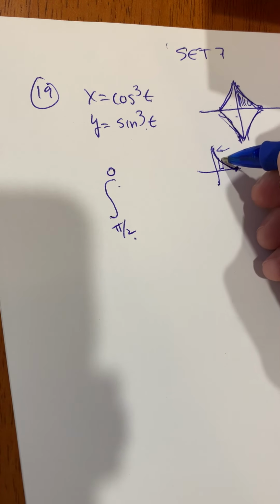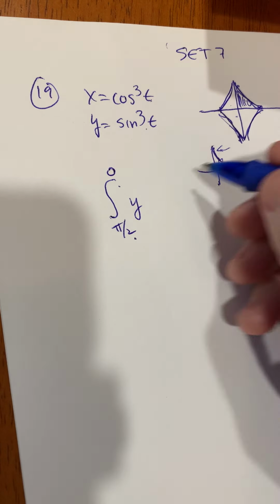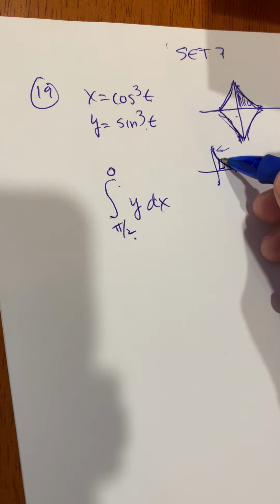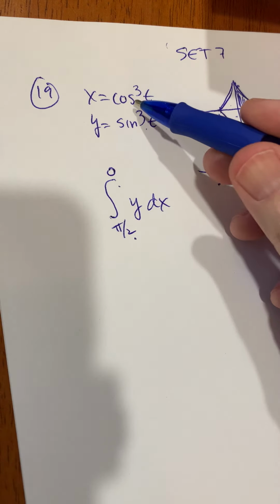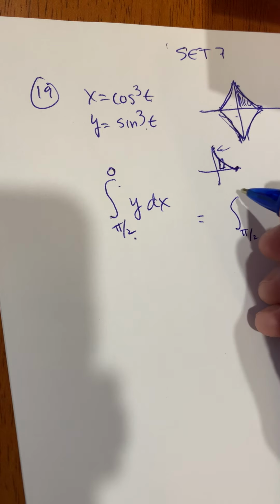We're going to draw a little rectangle in there. The height of that rectangle is y, and the width of that rectangle is dx. And now we're just going to substitute. So that's the basic idea of how you do a parametric area. Now we're just going to substitute. We're going to go pi over 2 to 0.